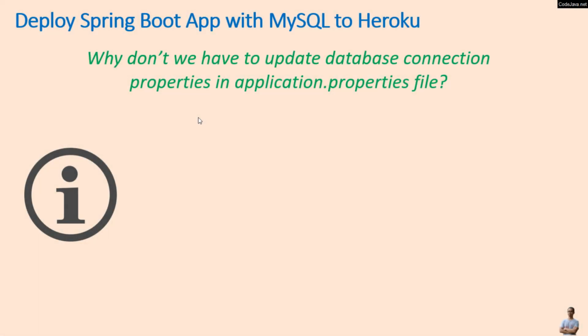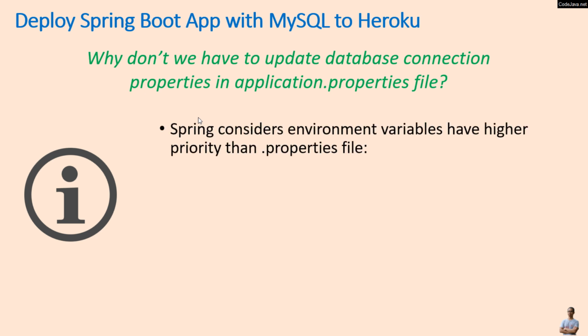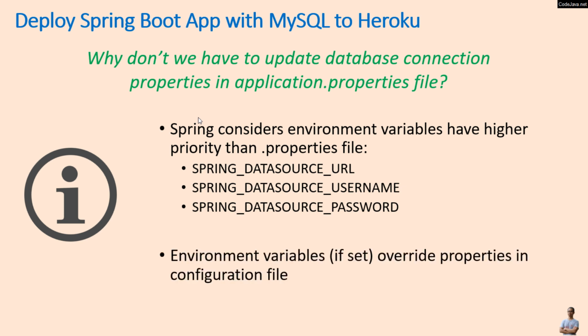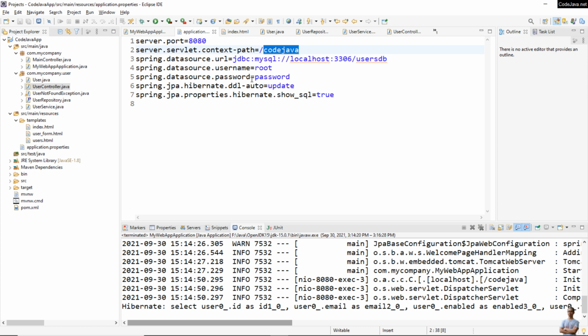Do you know why we don't have to update the database connection properties in the application properties file? It's because Spring considers environment variables to have higher priority than the properties in the application properties file. In our case, the environment variables set by the ClearDB add-on are spring.datasource.url, spring.datasource.username, and spring.datasource.password. And the environment variables, if set, override the properties in the configuration file. That's why in the project we don't have to update the data source URL, username, and password here.